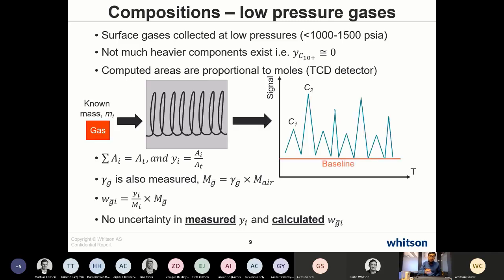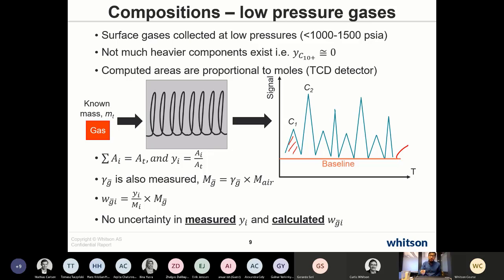So yeah, this is something we have already gone through. We usually put a small volume of the sample into the gas chromatograph. We get the signal, which is the peaks of the different components, and that's just the baseline, which is the response of the chromatograph when you are only flowing the carrier gas. And we measure all the areas of these components with respect to the baseline.